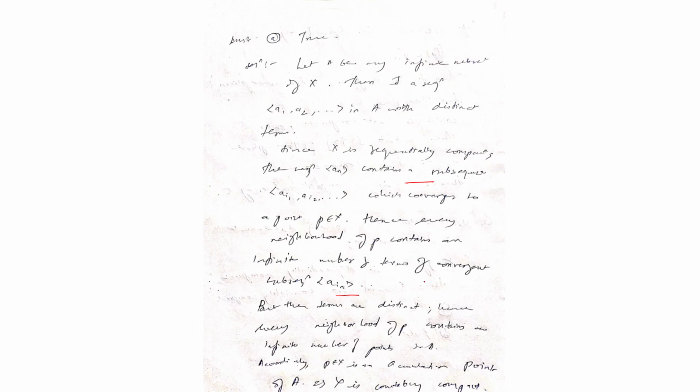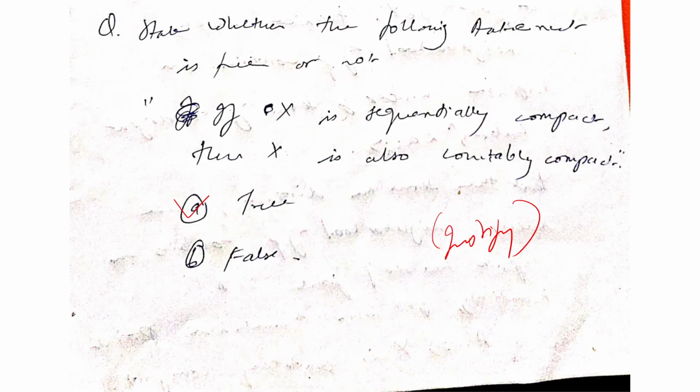So if you have a convergent subsequence, it will contain an infinite number of terms of it. But these terms are what? Distinct. Hence, every neighborhood of P contains an infinite number of points in A. Okay. So accordingly, P will form what? Accumulation point of A. Hence, we get that X is countably compact. Fine. So if X is sequentially compact, this implies that it is also countably compact. Fine. Yes, ma'am. So this is it.